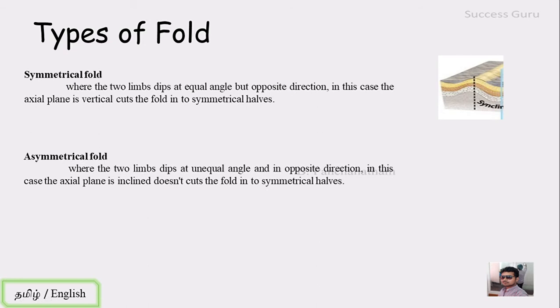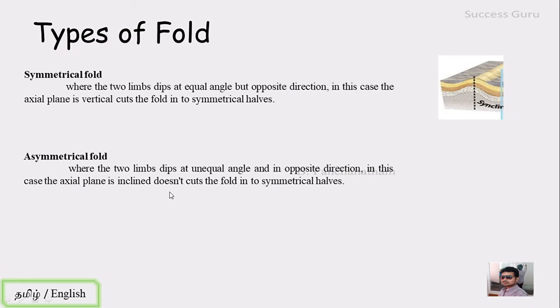And when you are talking about the asymmetrical fold, what happens? The two limbs dip at unequal angle. So this is a very big difference: this is dipping at equal angle, and this is unequal angle. And other things, if you see the opposite direction here, it is also in the opposite direction. And the axial plane here, it is vertical, and there it is inclined.